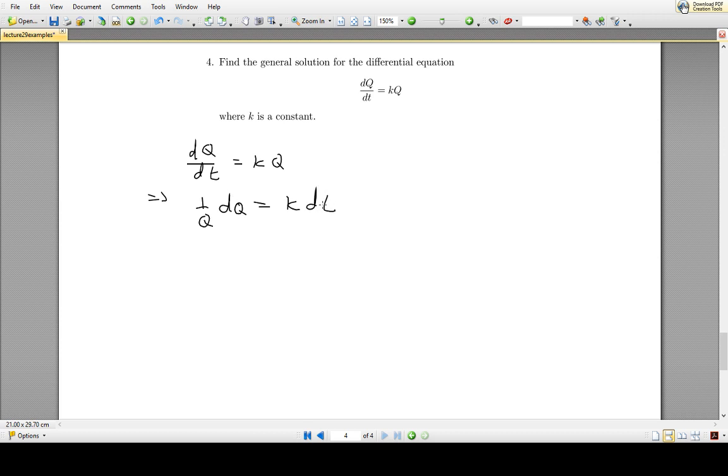k dt. Now, of course, I should point out here that this is not a fraction, but in this case it actually kind of behaves like one. So we can go ahead and do this, and this is okay, but in general we can't.